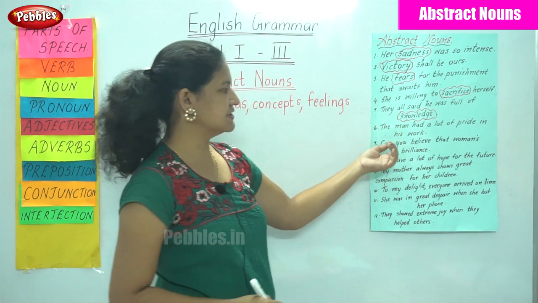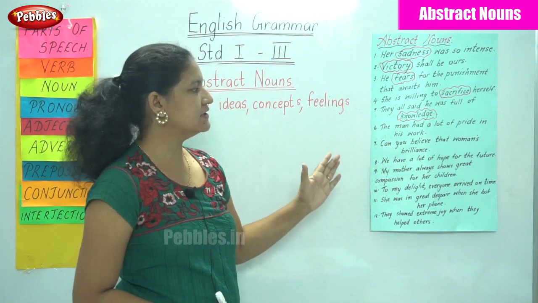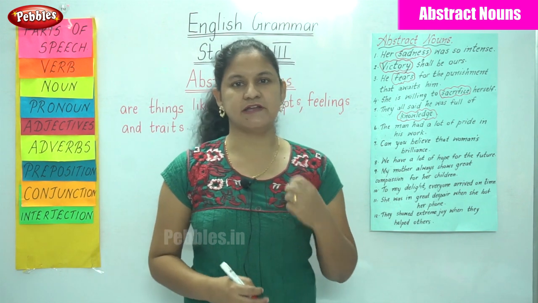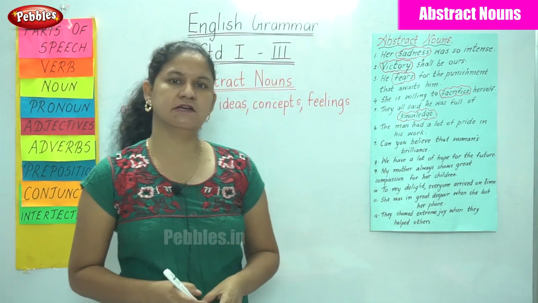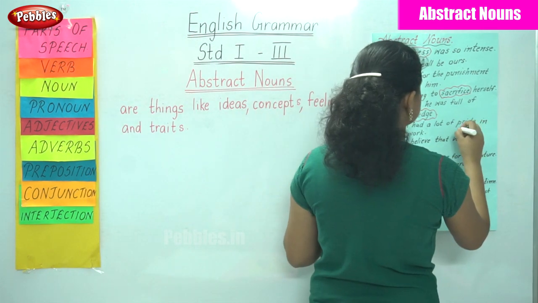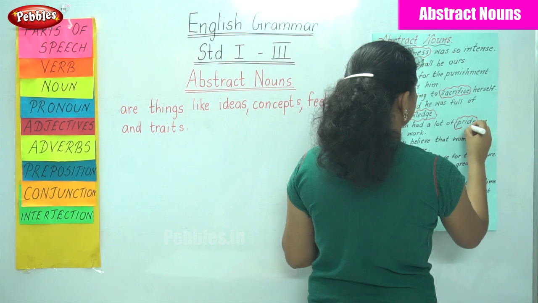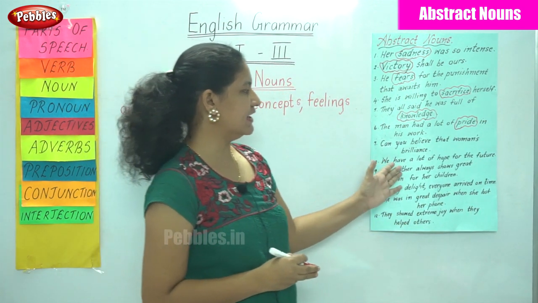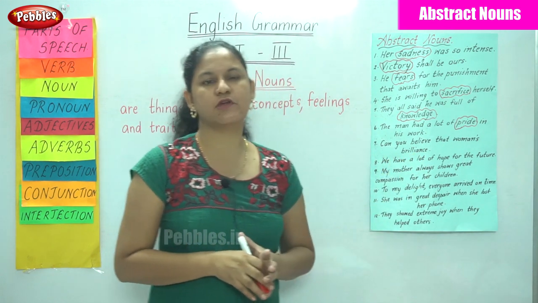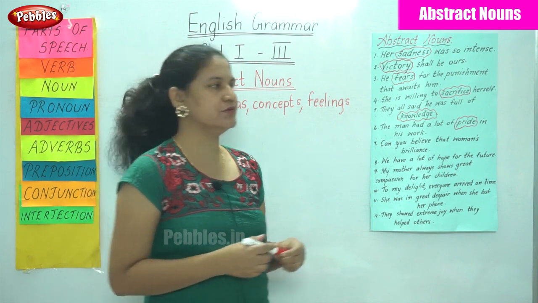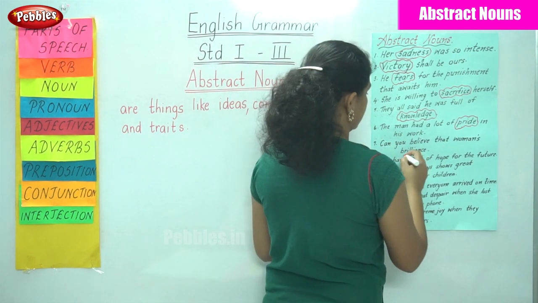The next sentence, the man had a lot of pride in his work. Again, pride is within a person. So we call it the abstract noun. So the word pride is the abstract noun in the sentence. Next, can you believe that woman's brilliance? Again, the word brilliance is the abstract noun in the sentence. So, brilliance.